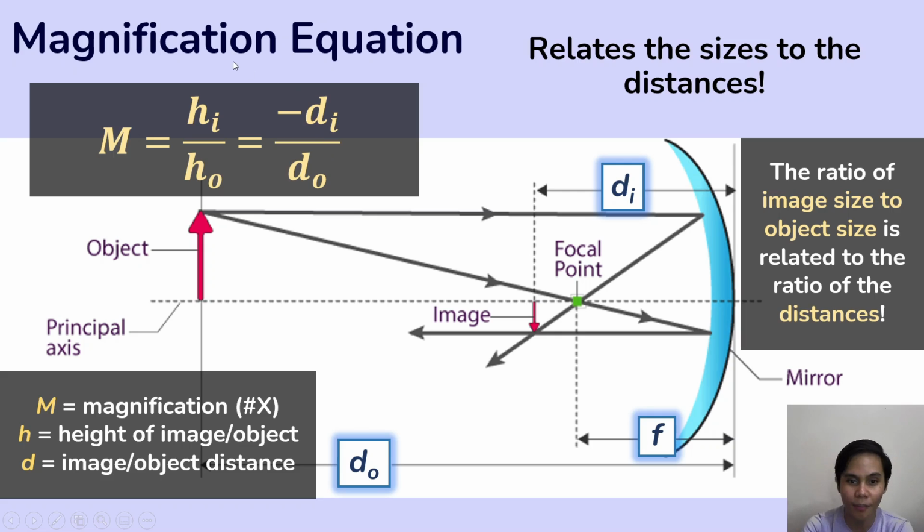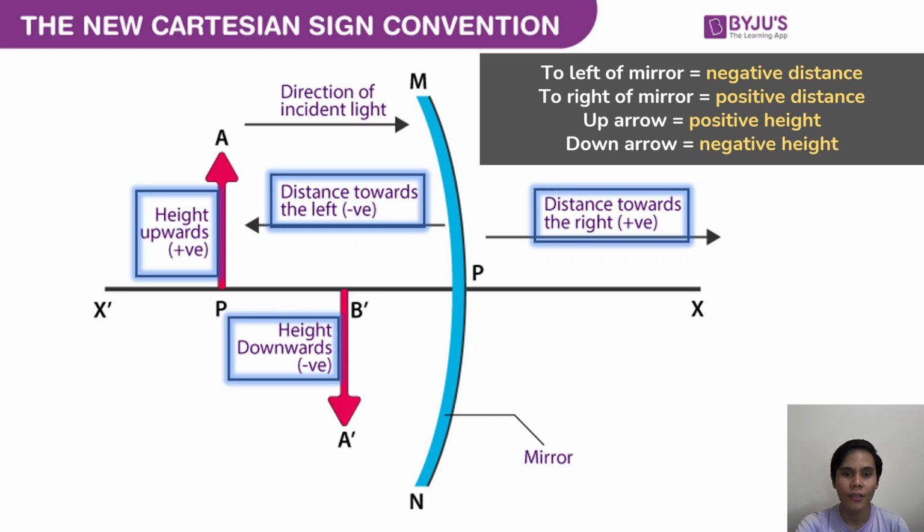So take note that in the magnification equation, there's a negative sign for your di. All right, so because we have to take into account the fact that there's sign conventions in particular for your di. What does that mean? It means that for different placements of your object and your image, there are different signs that you have to use for the distance. So this is the sign convention we're talking about.